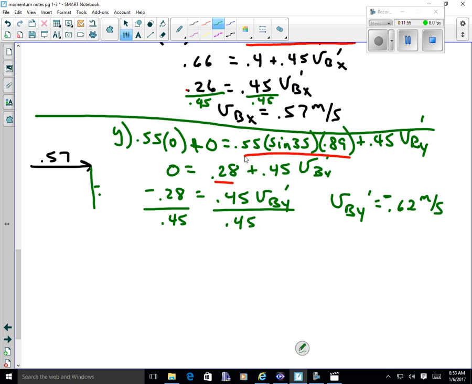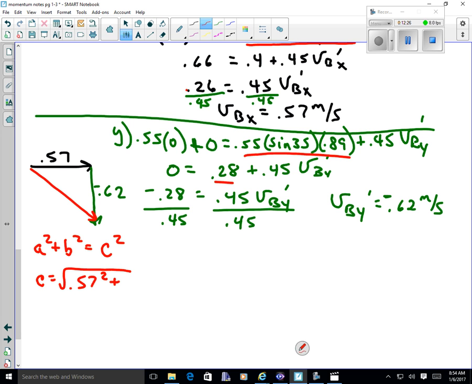that means the ball is actually going to come down like this, and we have to figure out how fast it's going to go. So, what formula did we use if we knew the opposite and adjacent to find the hypotenuse? It's the Pythagorean theorem. Very good. So you're going to take a squared plus b squared equals c squared. And so c is going to equal the square root of 0.57 squared plus 0.62 squared, and that ends up equaling 0.84 meters per second. We are almost done.